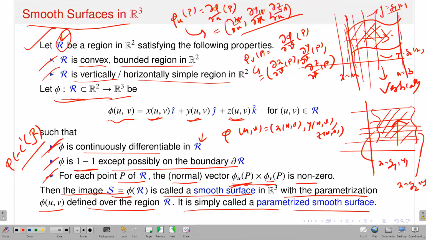And the third one is that for each point P in R, the corresponding normal vector, that means phi_u cross phi_v, should be a non-zero vector. If that is the case, and I take the image of the region R and denote it as S equal to phi of R, then it is called a smooth surface in R3 with parametrization phi. Sometimes I will call this a parametrized smooth surface. So it is a smooth surface, and of course the parametrization is small phi. Okay, so this is the definition of smooth surfaces.